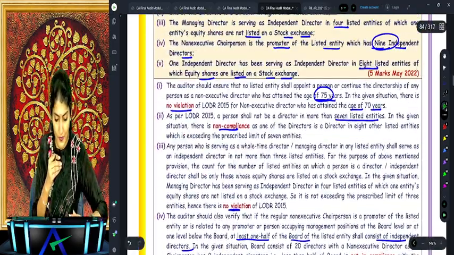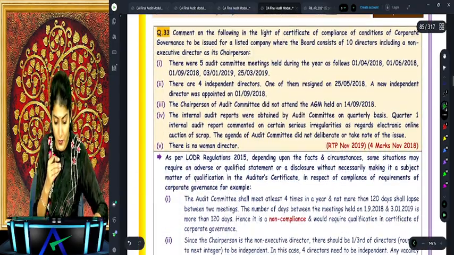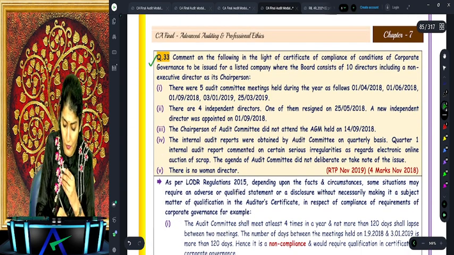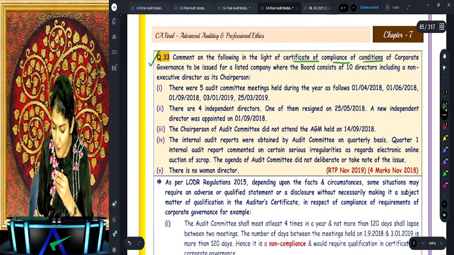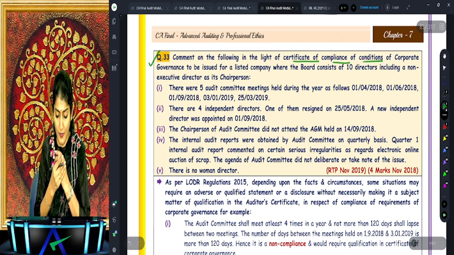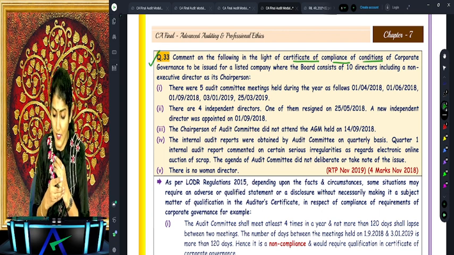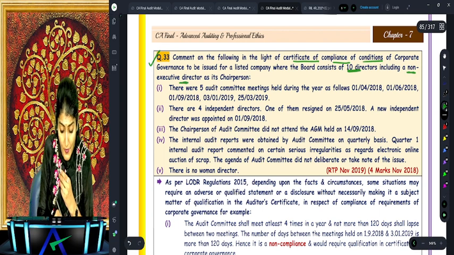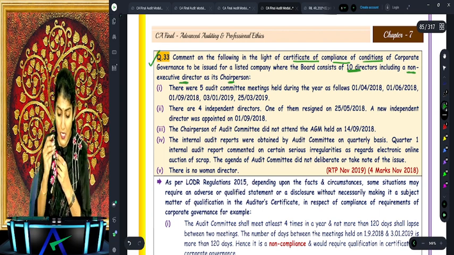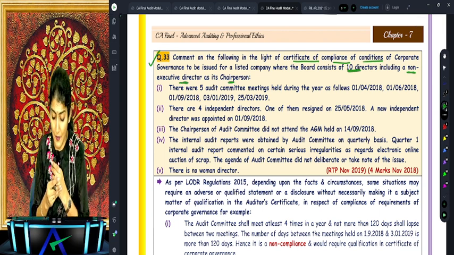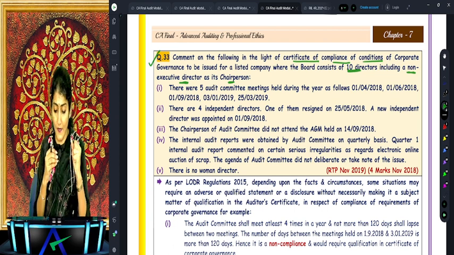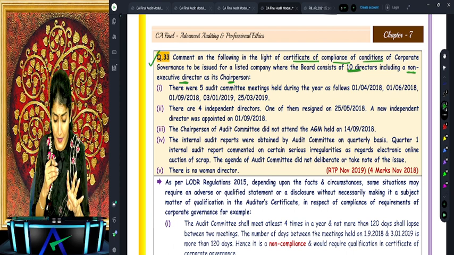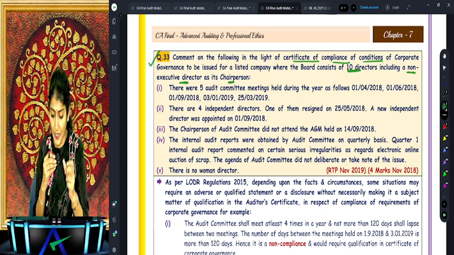Yes, so that was question number 31, then 32. Then we have one more question, question number 33. Comment on the following in light of the certificate of compliance of the conditions of corporate governance to be issued for a listed company where the board consists of 10 directors, including a non-executive director as its chairperson. There were 5 audit committee meetings held during the year. So how many meetings are required? 4 are required. How many audit committee meetings did they hold? 5 audit committee meetings, as follows.